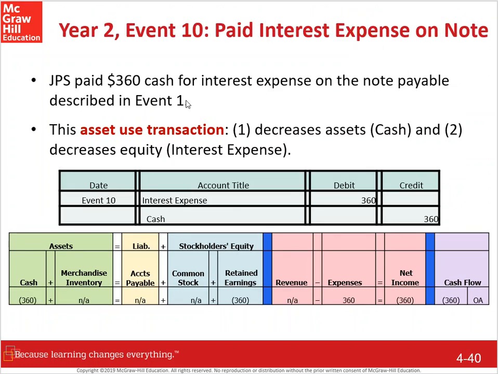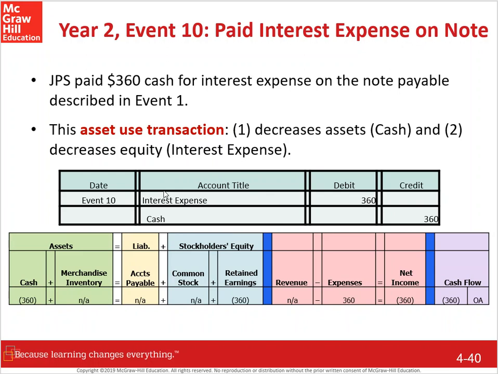Event 10, JPS paid $360 cash for interest expense on the note payable described in event 1. So they don't give us a whole lot of information about this note payable. They don't give us the interest rate or the term or any of that, so we're not responsible for computing it. They're just telling us that we paid cash interest, not accrued, but we paid the cash interest.